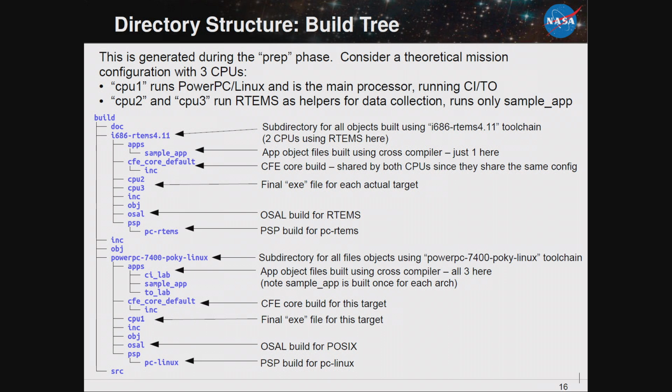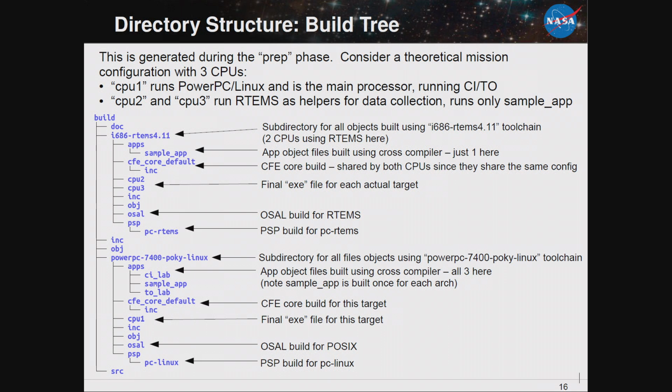Typical directory structure that you would end up with after preparing your build, you'd end up with two major subdirectories at the top level. Each architecture in use gets a subdirectory. So basically, it goes by toolchain file, and everything sharing that toolchain file gets built under this directory. So everything built with the i686 RTEMS 4.11 ends up getting built in here. Everything built with the PowerPC toolchain gets put in here.